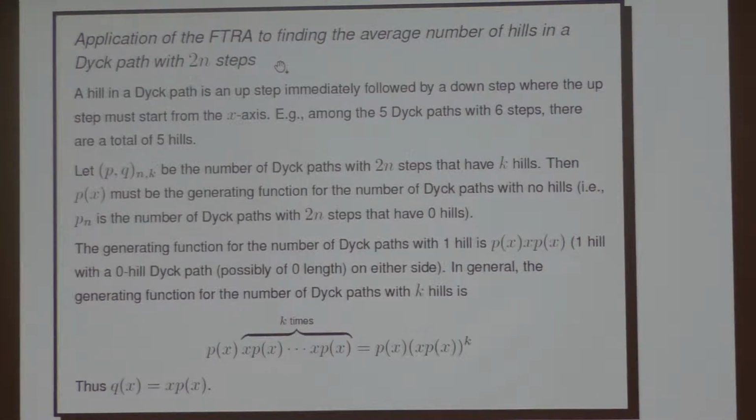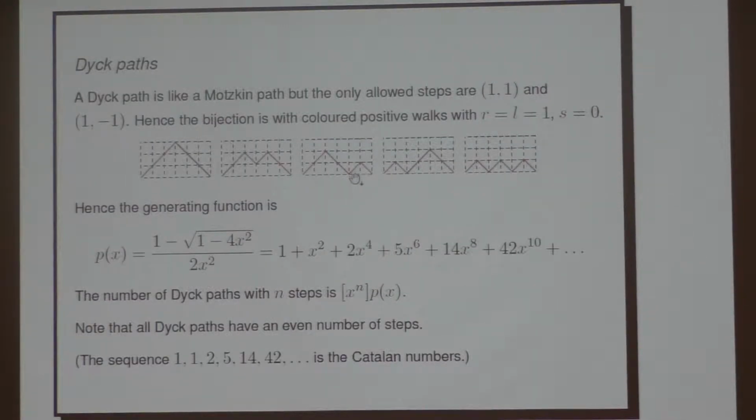So we're going to apply this theorem to finding the average number of what are called hills in a Dyck path with 2n steps. So first of all, what do we mean by a hill? Well, a hill in a Dyck path is an up step immediately followed by a down step, and the up step has to start on the x-axis. So going back to this picture here, this is a hill, and this is a hill. Okay, it's an up step followed by a down step, and the up step always starts on the x-axis. So this is a hill, this is a hill, and these are 3 hills here. So the total number of hills for all Dyck paths of length 6 is 5. And we also notice that the number of Dyck paths of length 6 is the same number, 5.